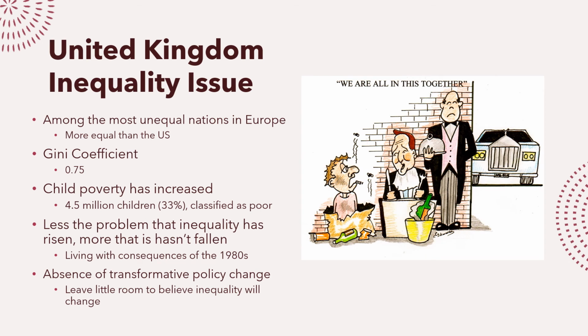Out of the 5 countries I have researched, the United Kingdom has the lowest inequality rate, but is still a very unequal country. It is more equal than the United States, which is crazy to think, although their Gini coefficient of 0.75 is higher than the United States. Child poverty in the United Kingdom has increased. About 4.5 million children, which is 33%, are classified as poor. Inequality is less the problem that it has risen, more that it hasn't fallen.